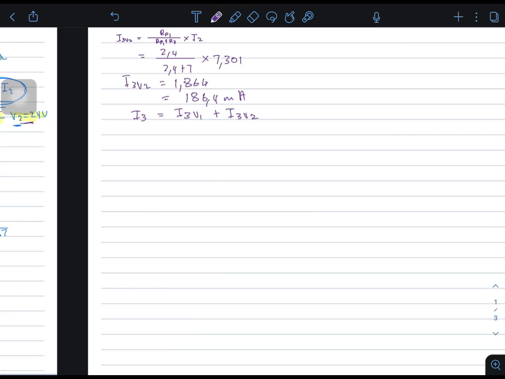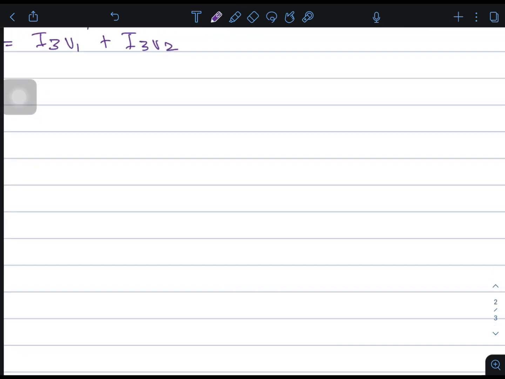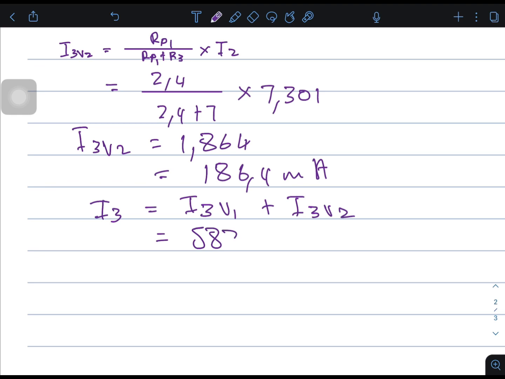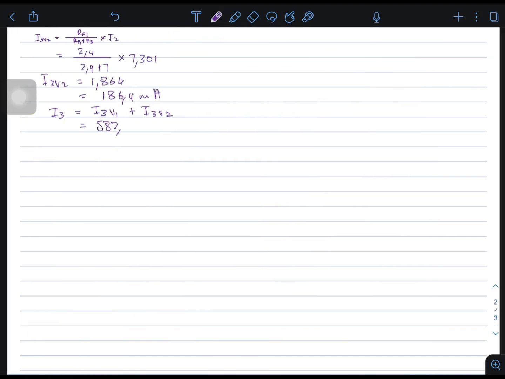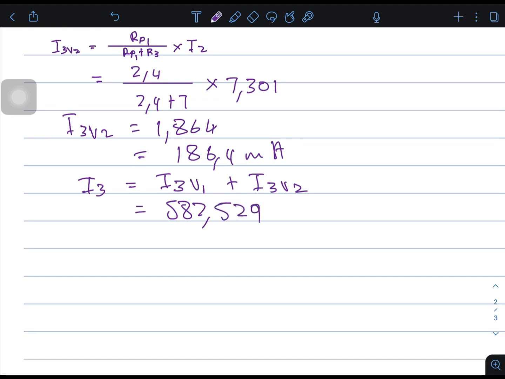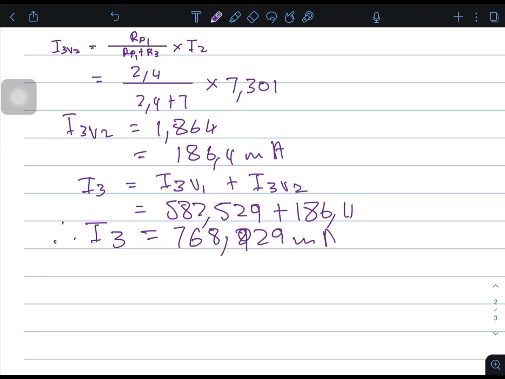So it's going to be 582.529 plus 186.4. I3 is therefore 582.529 plus 186.4, which is 768.929 milliamps. That is how, guys, we do superposition. Very simple.